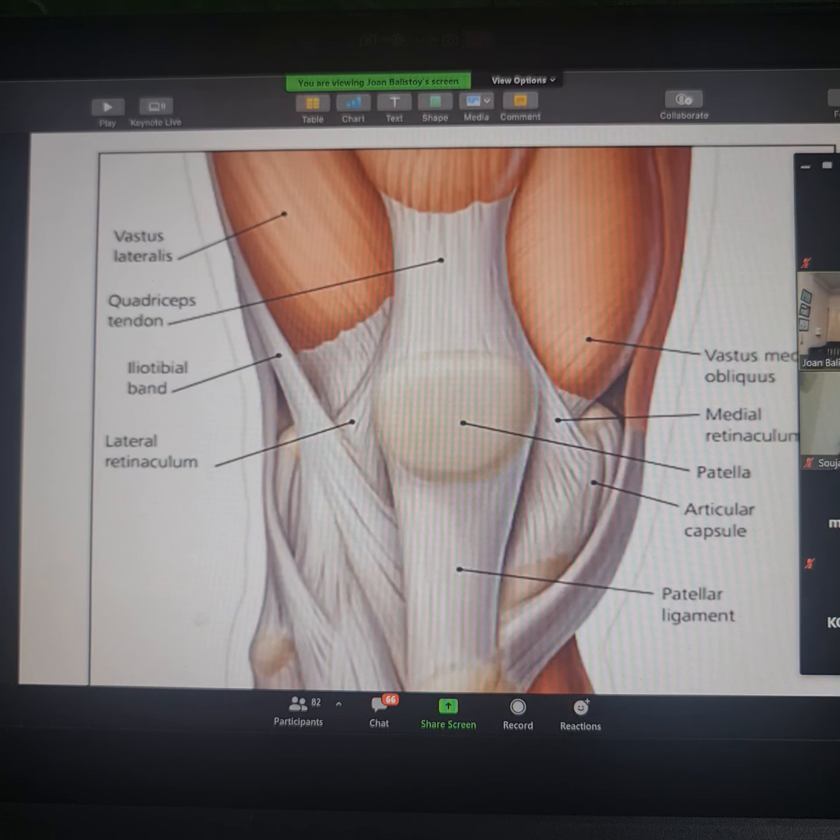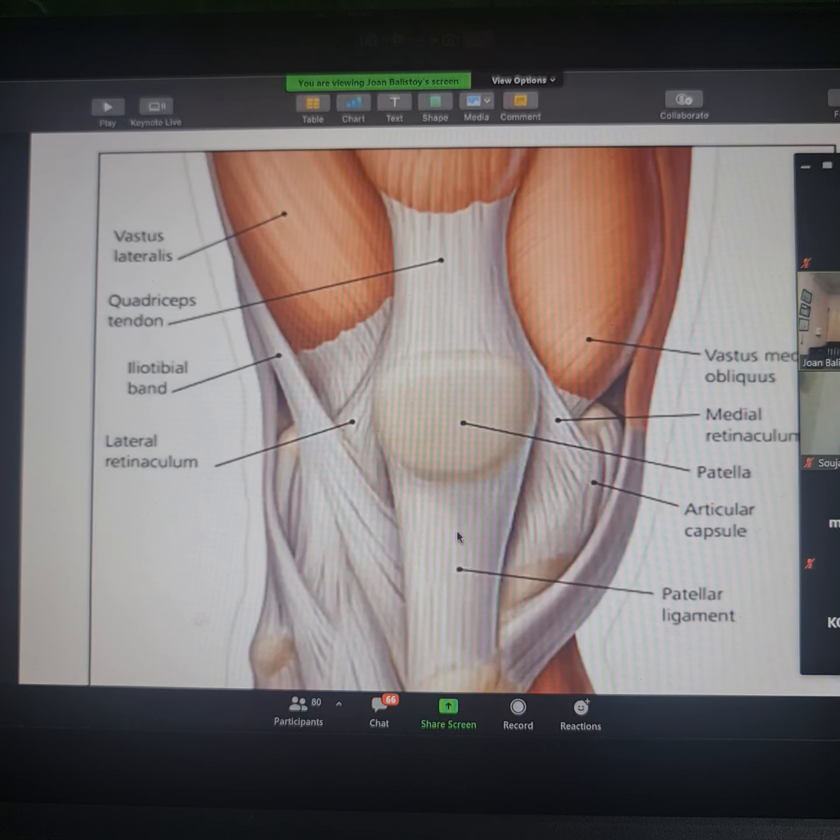Let us now go to the next part, which is what are the structures on this knee joint. First, superiorly, you will find the quadriceps tendon. There's a quadriceps tendon enclosing the patella.